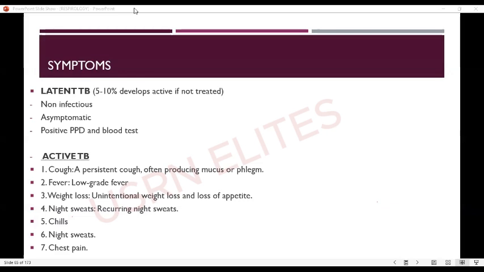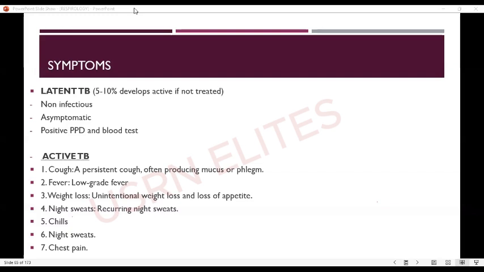If not treated. So please, in as much as with latent TB you don't have symptoms, you are not sick, you can't even transfer it, you must still take medications like isoniazid. You can still take them to prevent it from extending to active TB.